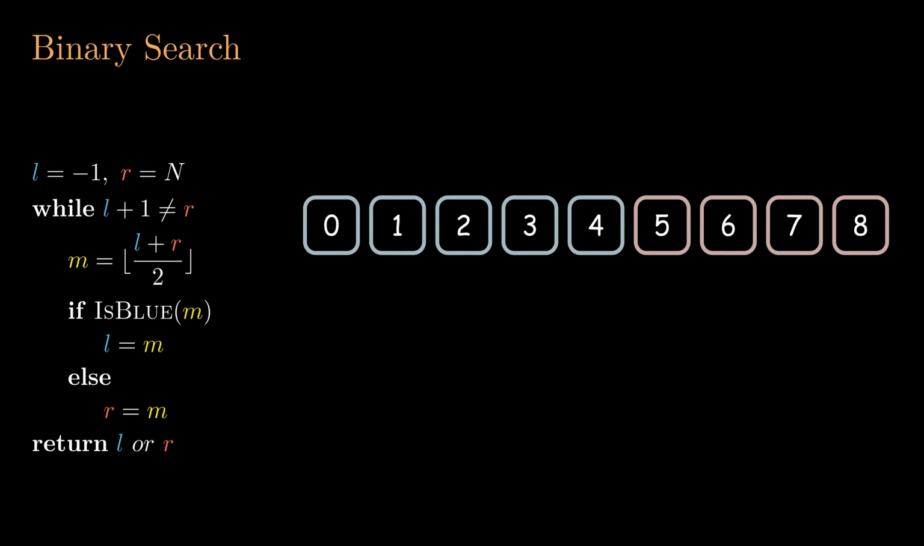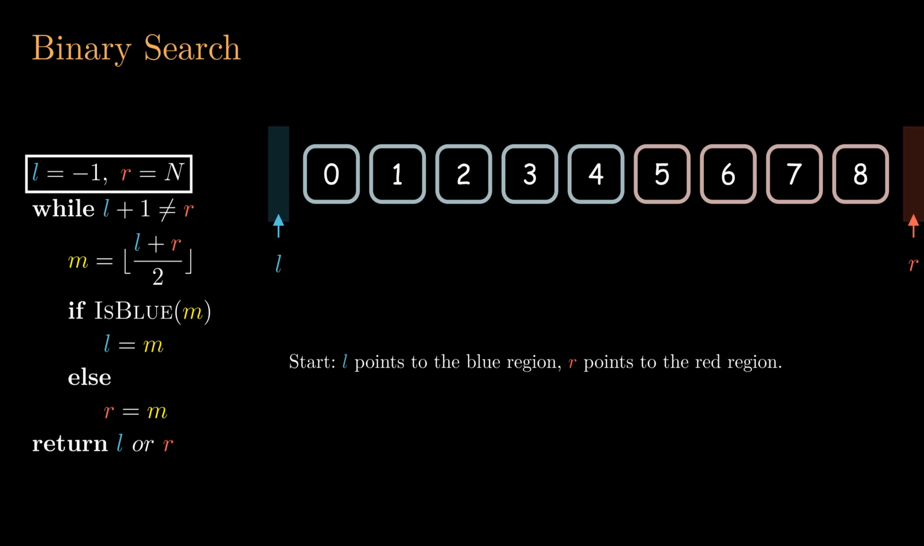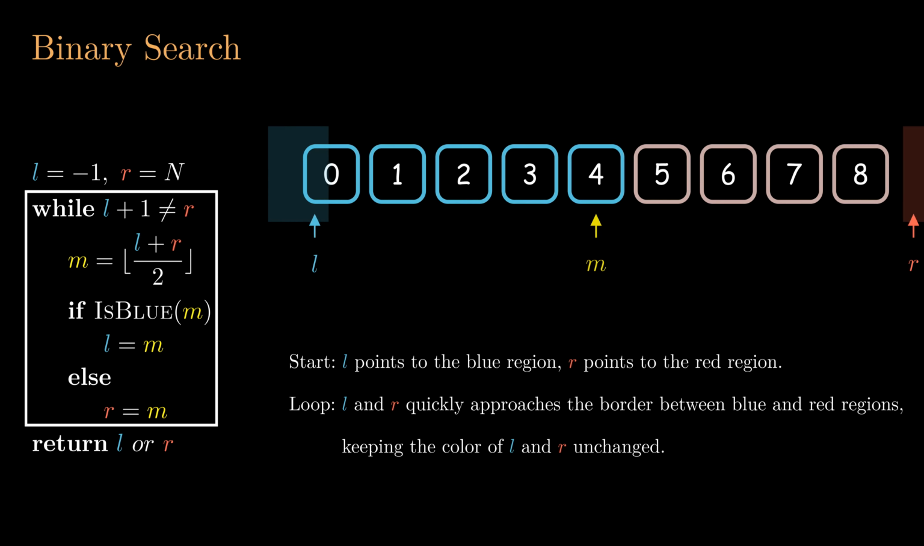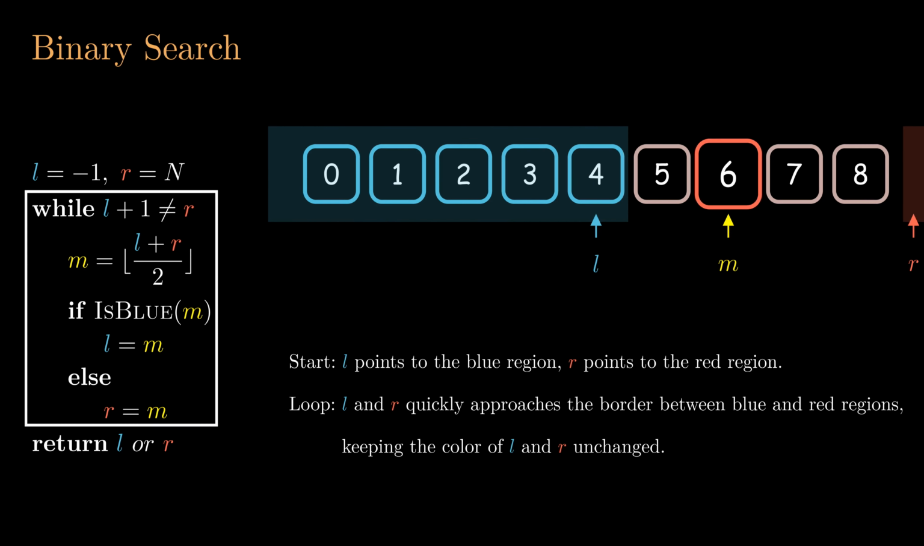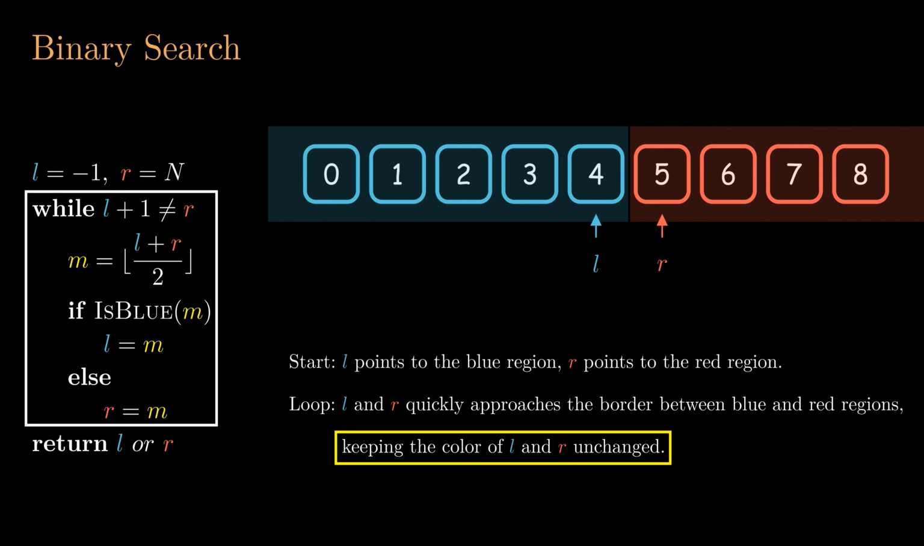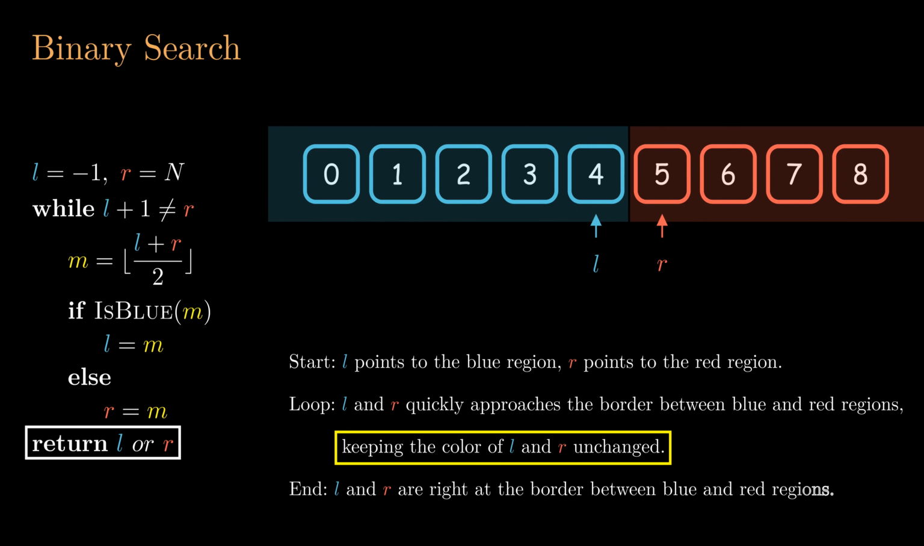Now, let's review what this program does. We start by designing two pointers L and R. L points to the blue region and R points to the red region. With binary search, L and R quickly approach the border between blue and red regions, while maintaining their colors. This is critical. Let's highlight this sentence. In the end, L and R will be right at the border between the blue and the red regions.